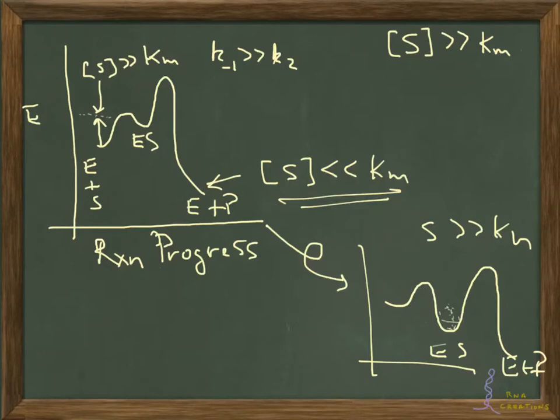And you could do similar sorts of diagrams for the other case where the on rate is rate limiting, but I think I'll just do this one. So why is this the case? Let's talk about pseudo first order rate equations.